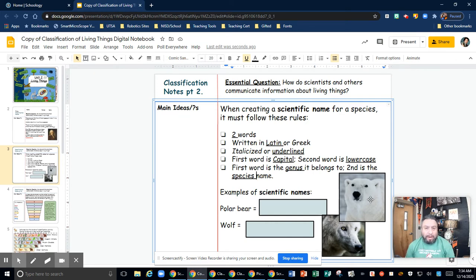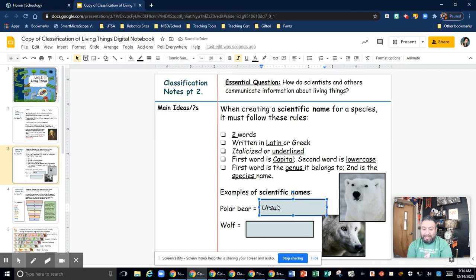So let's take a look at the polar bear. I know I'm going quick, but you can always pause and rewind and watch it again. But the polar bear, this guy right here, we know it as a polar bear. That is its regular common name. But its genus is, and I'm going to go ahead and italicize it, Ursus. Ursus means bear. This is a bear, but its species, because it's a polar bear, is Maritimus.